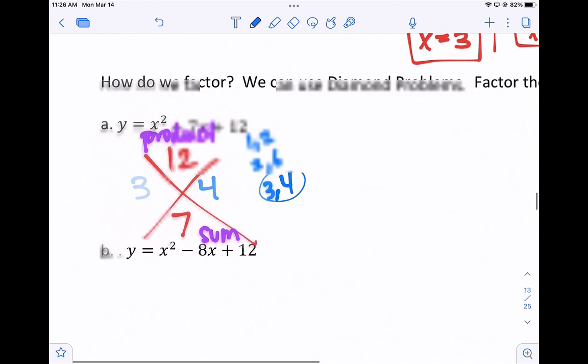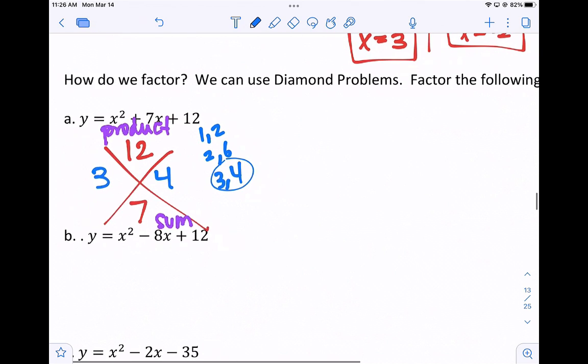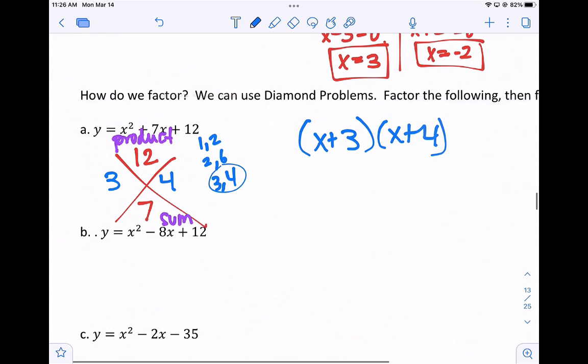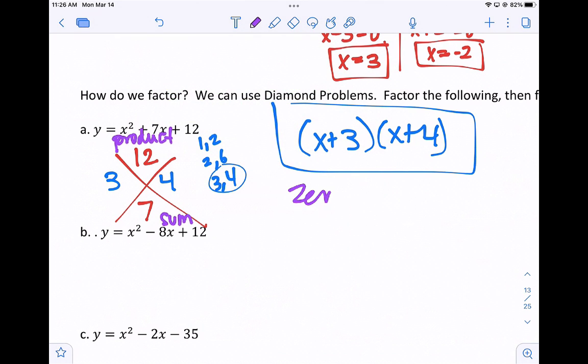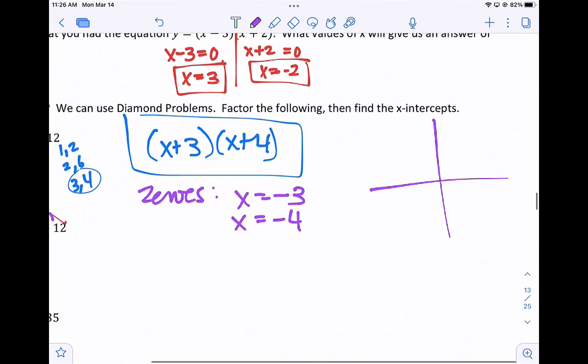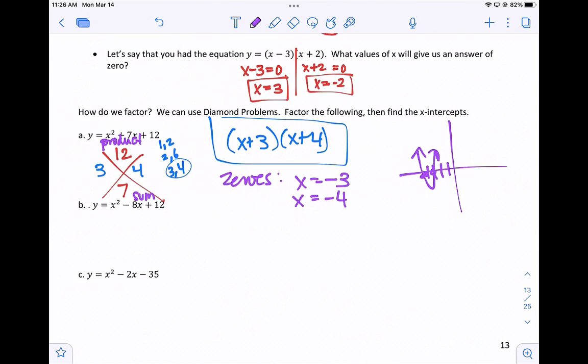So we've been practicing these diamond problems. Most of you are very good at this. So now we will just write the factored form. It's going to be x plus 3, x plus 4. That's the factored form. If I were to ask you to find the zeros or the x-intercepts, they will be negative 3 and negative 4. So if we were to graph that, at negative 3 there would be a dot, at negative 4 there would be a dot, and you would have your quadratic something like that.